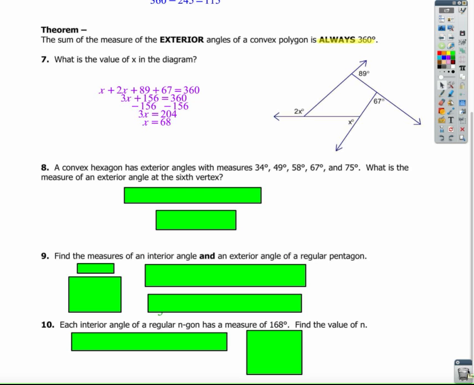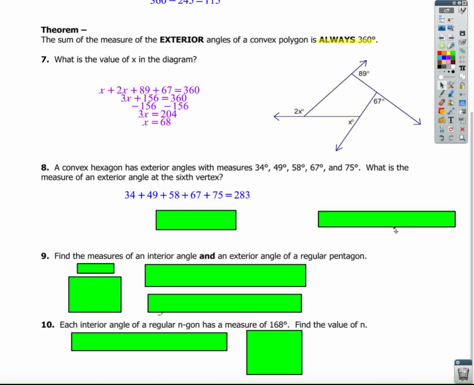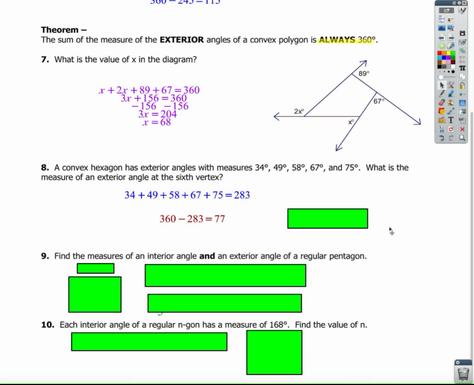In example 8, a convex hexagon has exterior angles as listed. The exterior angle at the 6th vertex is whatever we need to get to, again, 360. So let's begin by seeing what we have. The sum of the angles listed in the problem is 283 degrees. Since the exterior angles of any polygon equal 360 degrees, I can simply do the subtraction to see that the 6th vertex is 77 degrees.